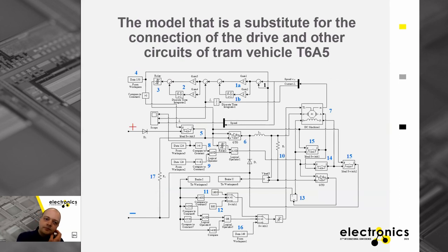Here you can see the Simulink model of the tram. It was done for tram type T6A5. The tram drive model works in two quadrants, simulating its driving motion and its braking. Since there is not much time, I won't go into it. It's described in our paper. You can look at it in there.